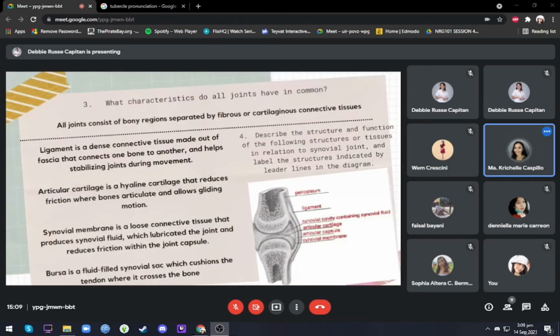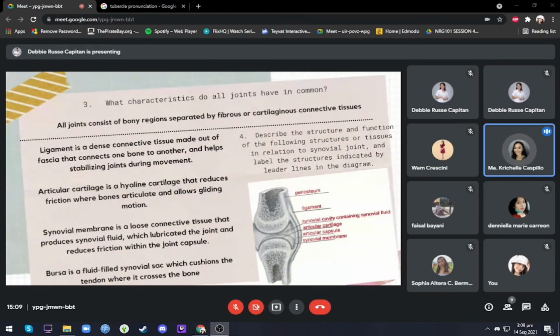3. What characteristics do all joints have in common? Our answer is all joints consist of bony regions separated by fibrous or cartilaginous connective tissues. Ligament is a dense connective tissue made out of fascia that connects one bone to another and helps stabilize joints during movement. Articular cartilage is a hyaline cartilage that reduces friction where bones articulate and allows gliding motion.